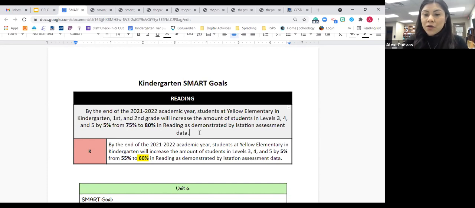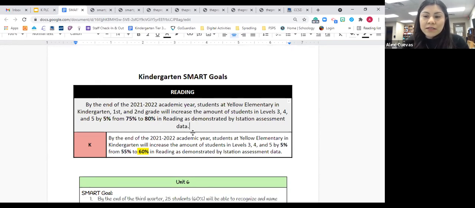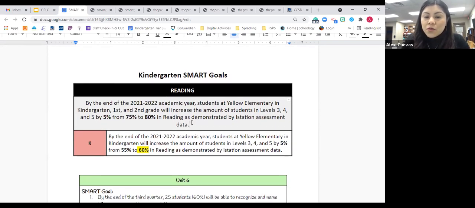When you create a goal, you want to make sure that it meets the criteria of what a SMART goal is. Is it specific? Is it measurable? Is it attainable? Is it results oriented? And is it timely? So when you set that goal, make sure you go through that criteria and make sure that it meets all of those components. So that was the school goal.